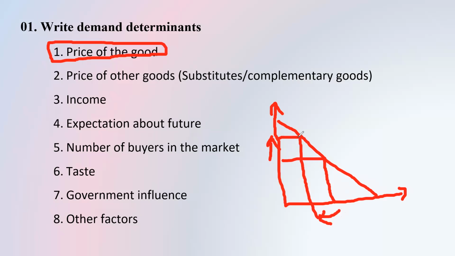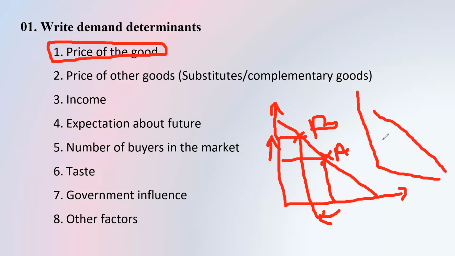So there may be an upward movement from A to B. Or sometimes when there's a price reduction, what will happen? Downward movement, right? From 10 to 5, and the quantity from 100 to 200 will increase, right? From A to B, downward movement, right?